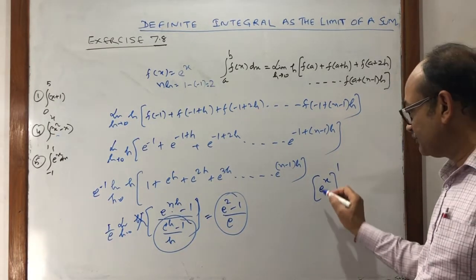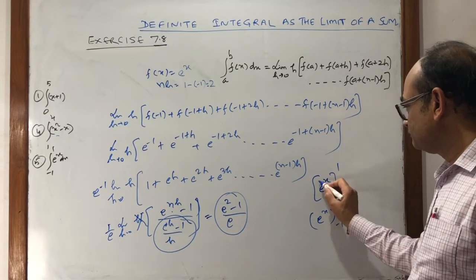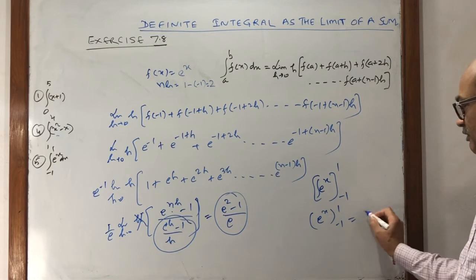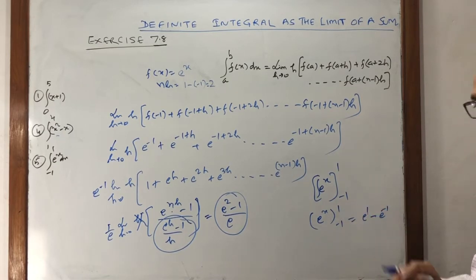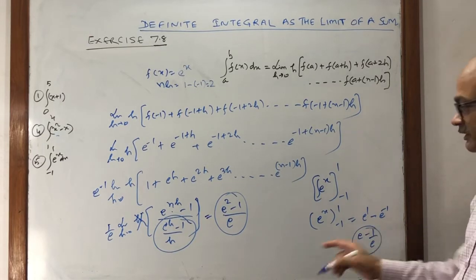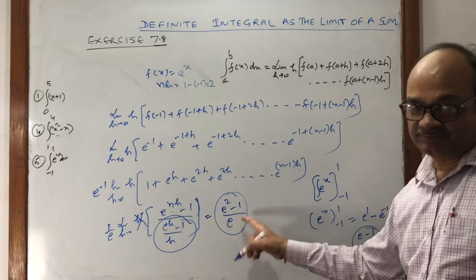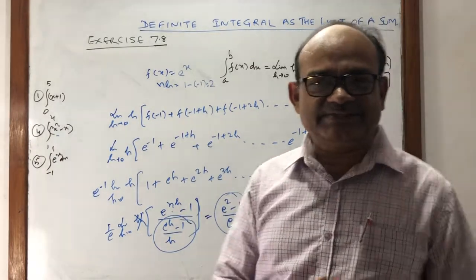Now integral of e^x is e^x. Substitute -1 to 1. e to power 1 minus e to power minus 1. Correct? So it is nothing but e minus 1 upon e. Now see, the answer is e minus 1 upon e. तो यही अपने को कंफर्म हो जाता है. आया 6 में 6 नंबर.